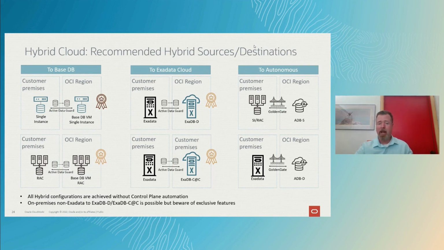So that brings us to the Exadata cloud capabilities. We have ExaDB in our OCI region, so that gives us gold. And then on autonomous, once again, GoldenGate is where it's at to configure it, as ADB shared or ADB dedicated.